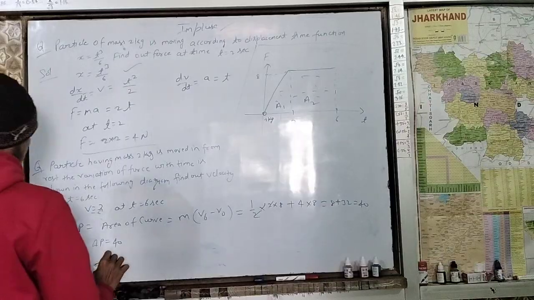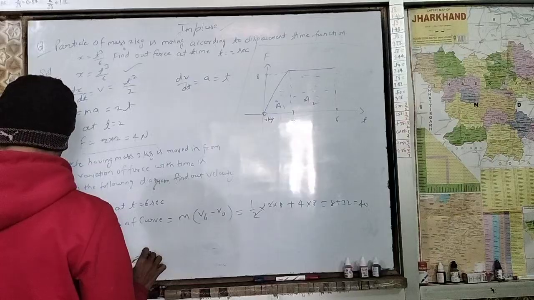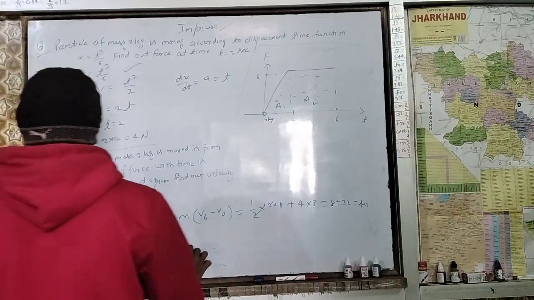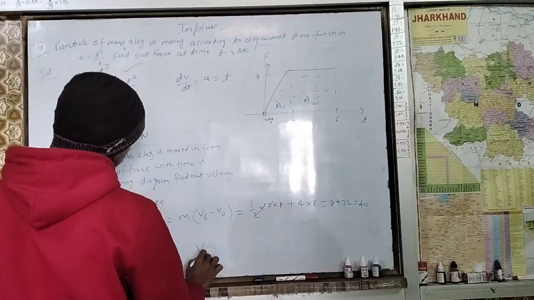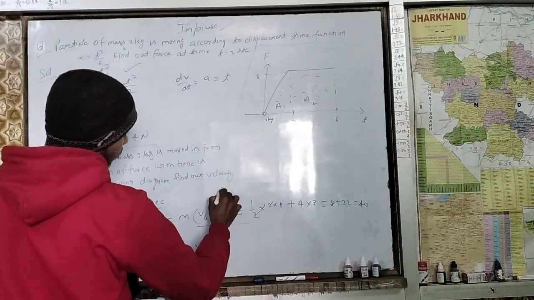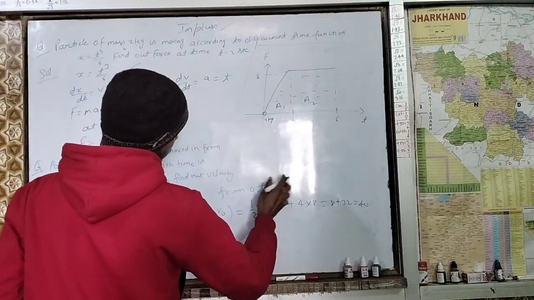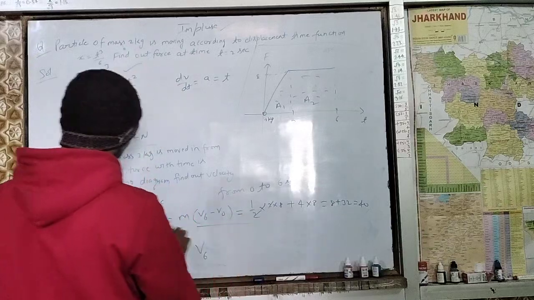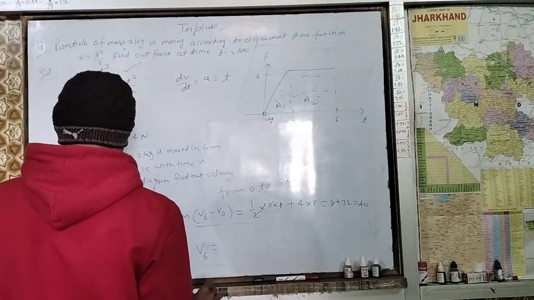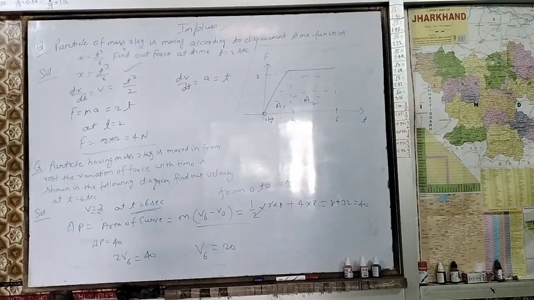So at 2 seconds, 2 times v will be equal to 40. But we want only at 6 seconds. This was from 0 to 6 seconds, but the question is asking only at 6 seconds. So at 6 seconds our velocity will be 0.